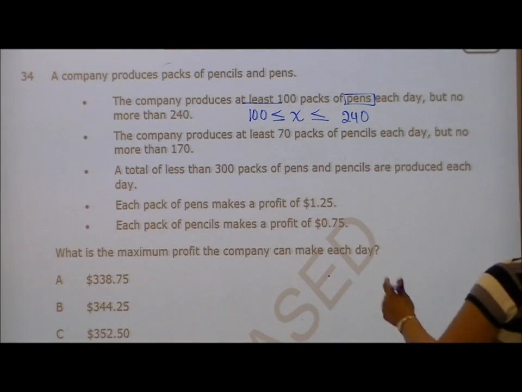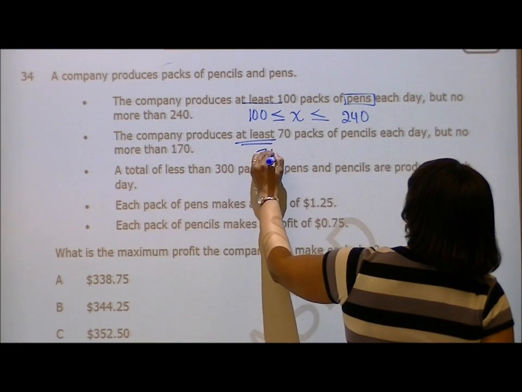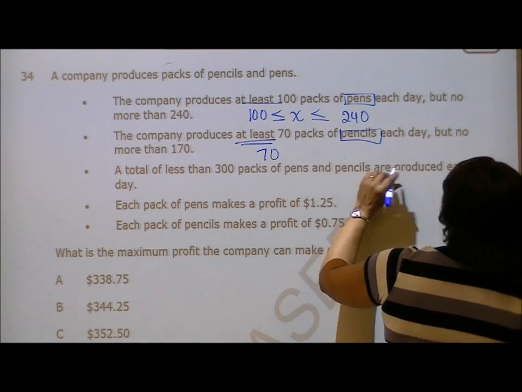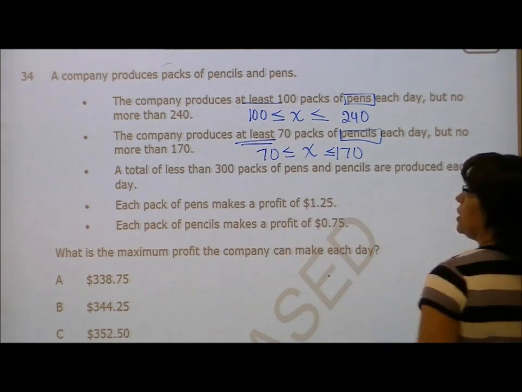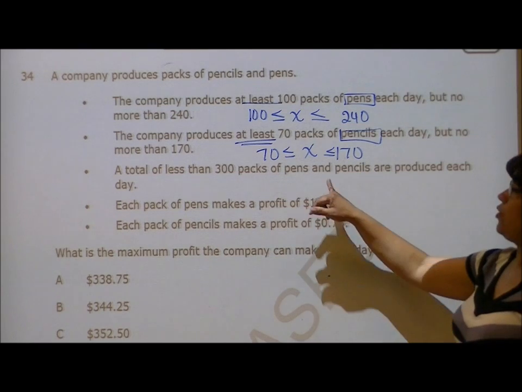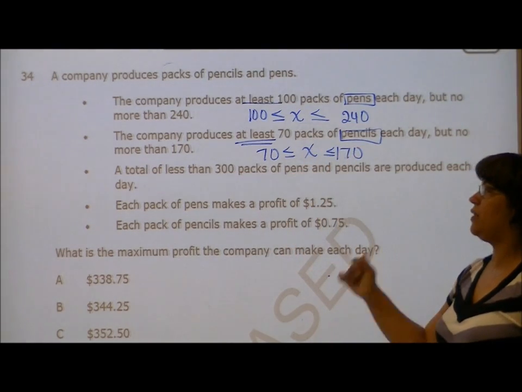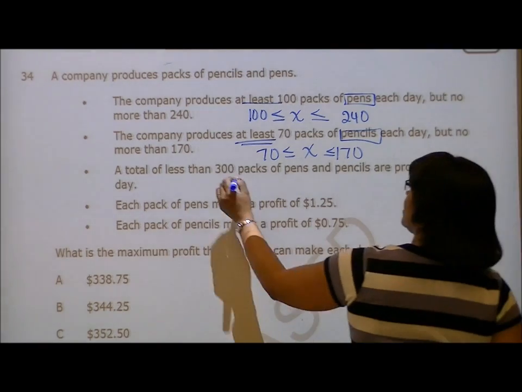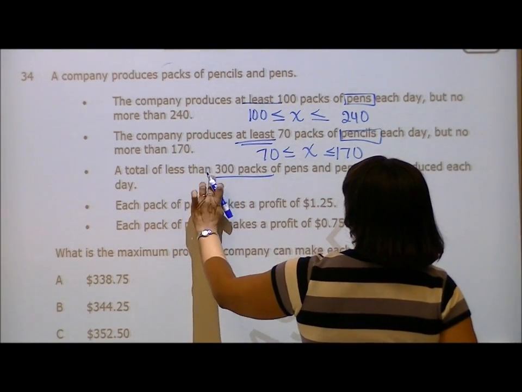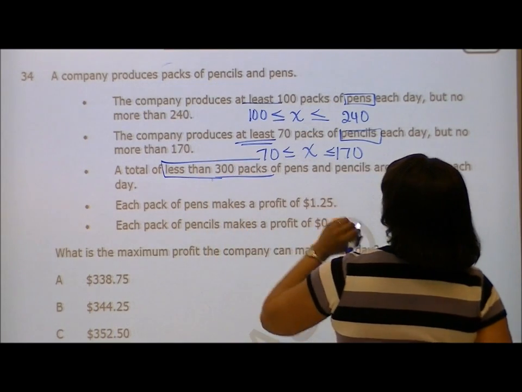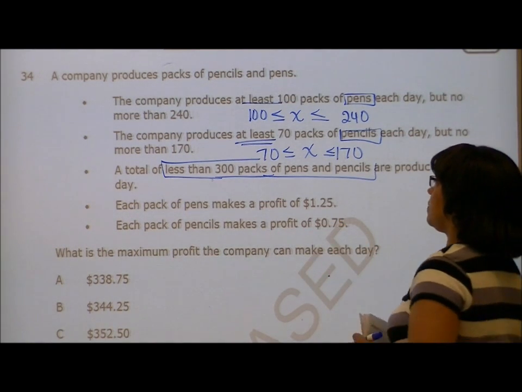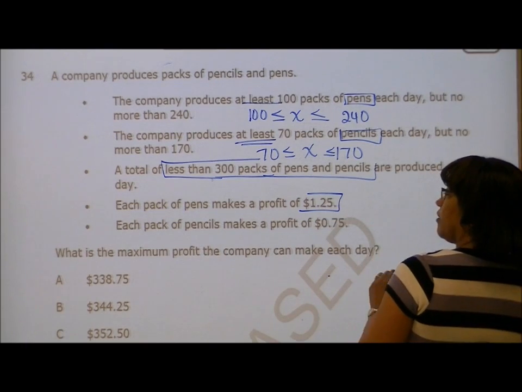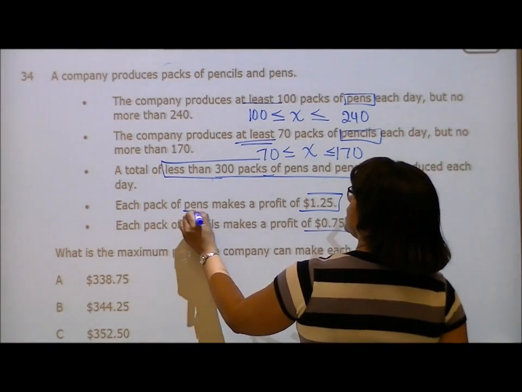The company produces at least 70 packs of pencils, so we're talking about pencils now, each day, but no more than 170. If it's no more than, it could be that amount, so that's why you put the less than or equal to. So that's how you would set up your boundaries. A total of less than 300 packs of pens and pencils are produced each day. Less than is very important. So the pens and pencils put together will be less than 300 packs. Each pack of pens makes a profit of $1.25. Each pack of pencils makes a profit of 75 cents.